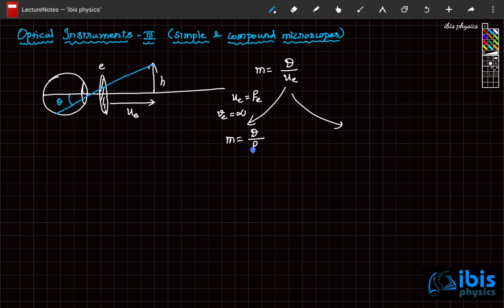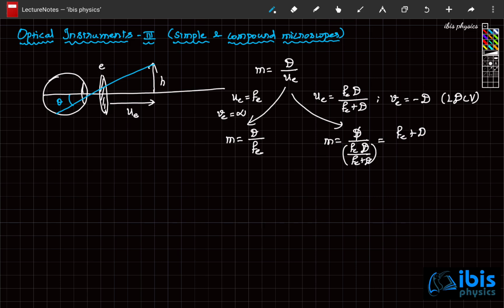If you choose ue equal to Fe into d divided by the focal length of the eyepiece plus d, then the final image is formed at the near point itself. Near point here means the least distance for clear vision. In that case, the magnification is d by ue, which must be substituted, which is Fe into d divided by Fe plus d. This simplifies to Fe plus d by Fe, which is 1 plus d by Fe.